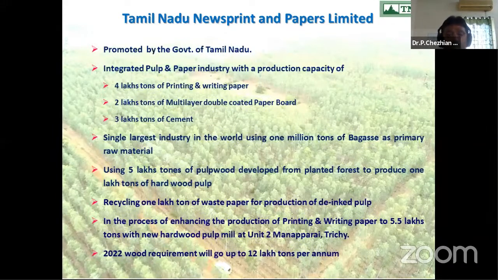For our paper production we need 5 lakh tons of pulpwood. We have a long-term tie-up with the Forest Division, and apart from that, 70% of the wood we source from our own farm forestry plantation scheme. We introduced farm forestry plantations in 2004-5. We have a very clear-cut scheme, and I will explain it in later slides. We also have a 1 lakh ton waste paper pulp facility. And coming to 2020, our wood requirement will go up to 12 lakh tons per annum.